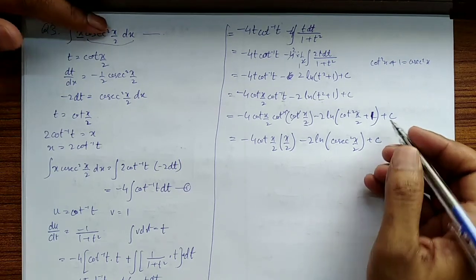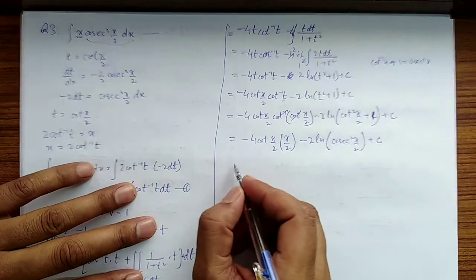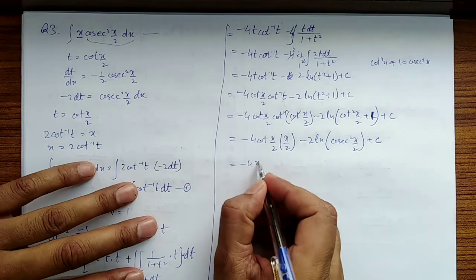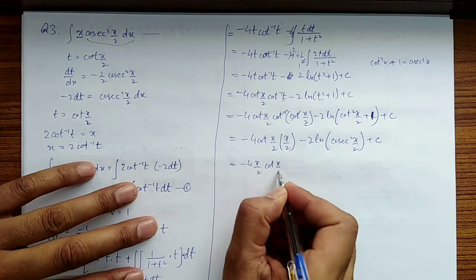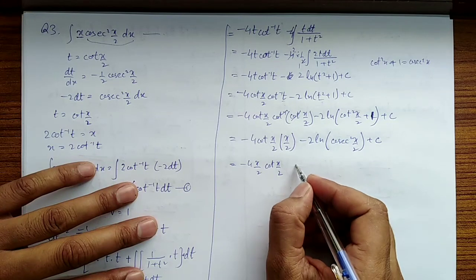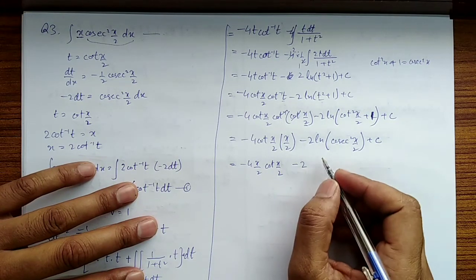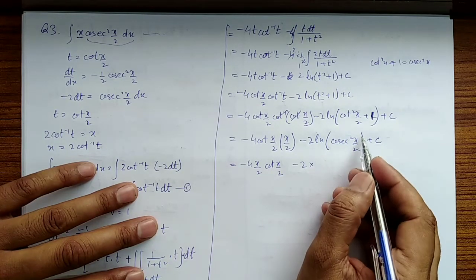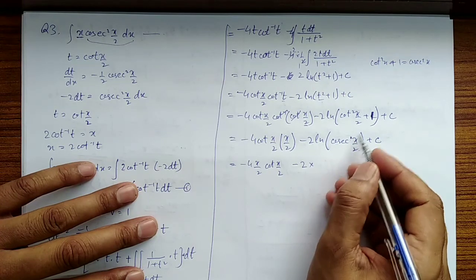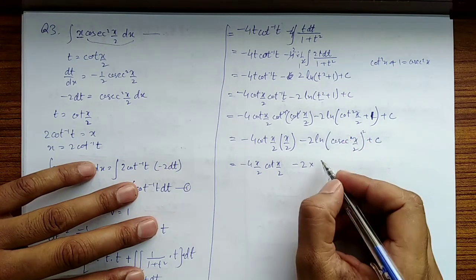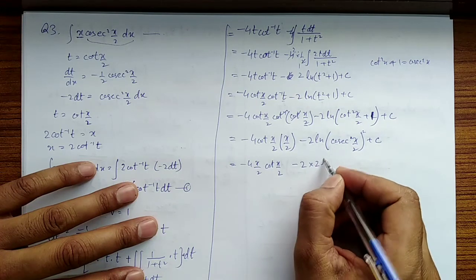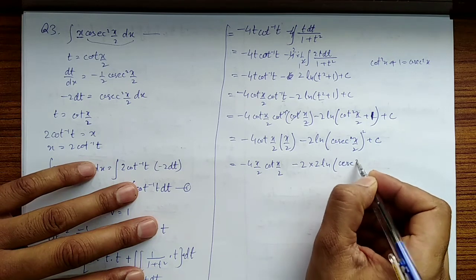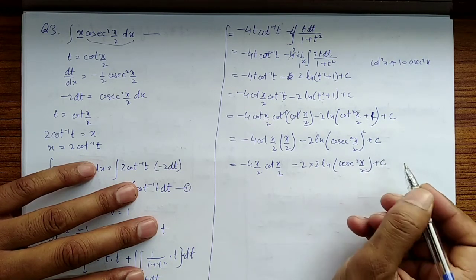This is basically a simplification. We can move further by simplifying. Take this minus 4 x upon 2 here, cot x upon 2, minus 2 into, in place of this square, if we move this square outside here, we can shift this using the natural log: 2 into 2 ln. We can write it as ln cosec square x upon 2 plus c.